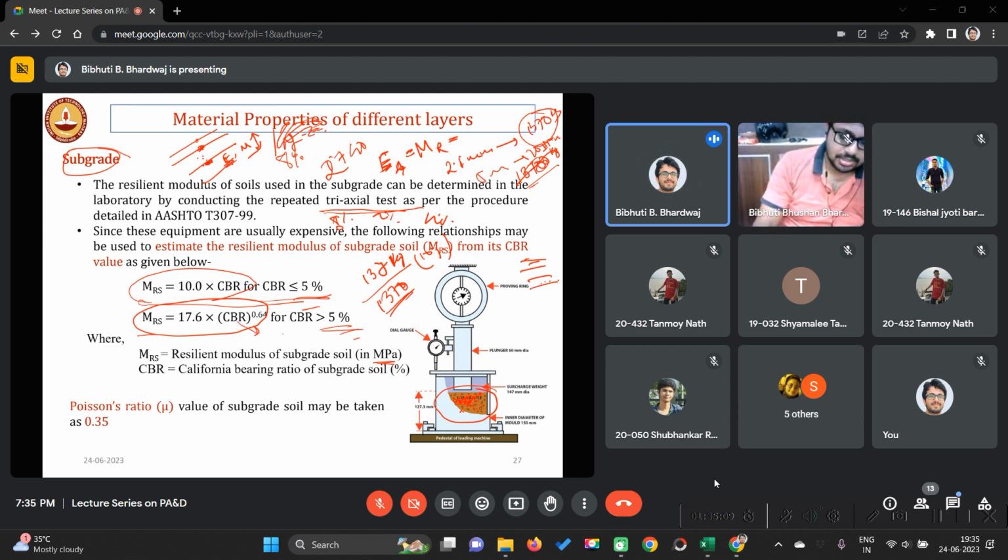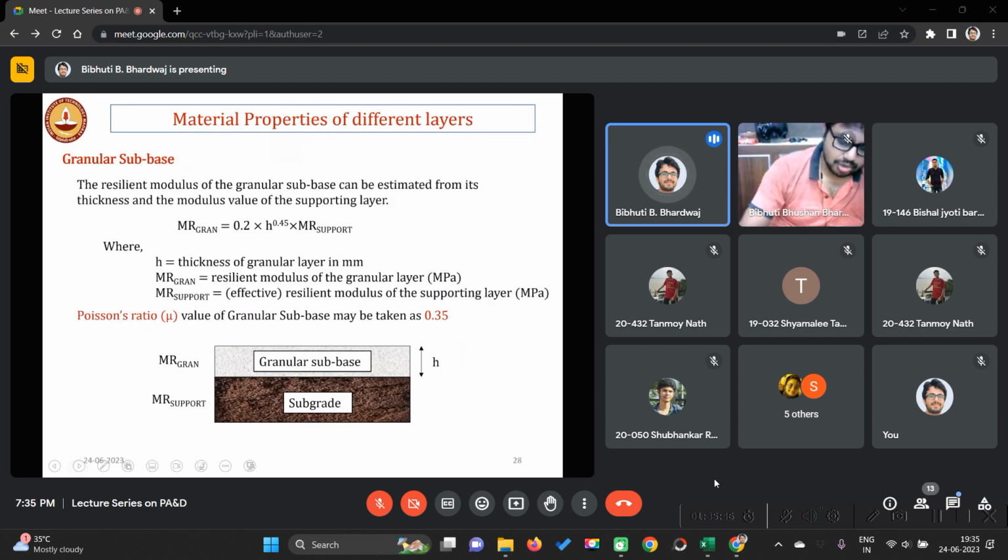So if you get 8%, put 8 in and you get some value. And Poisson's ratio, which is another parameter required for pavement design, mu, is generally 0.35. Generally for all the layers it will be 0.35 except for cement treated base and cement treated subbase. That means bituminous layer 0.35, granular layers 0.35 and subgrade 0.35. Poisson's ratio, okay.